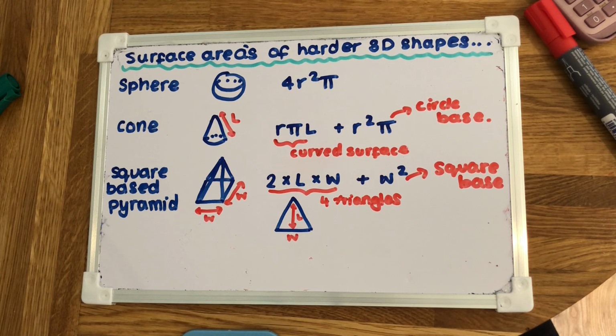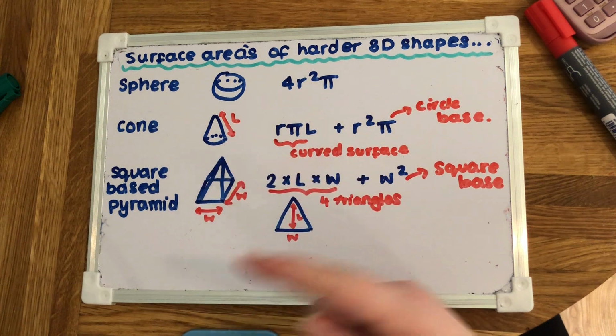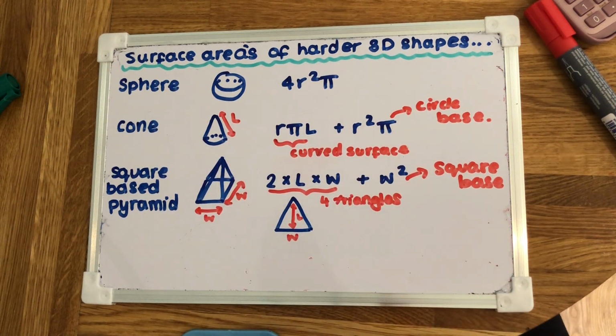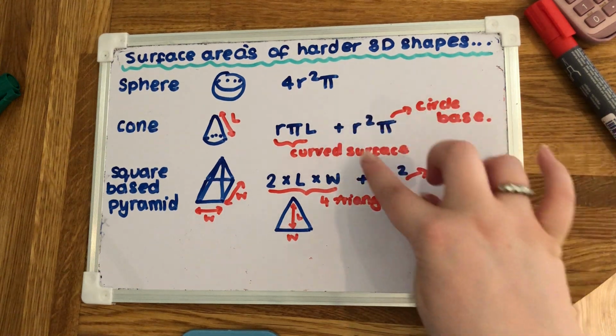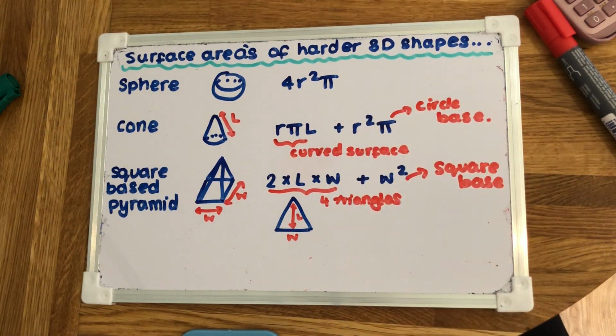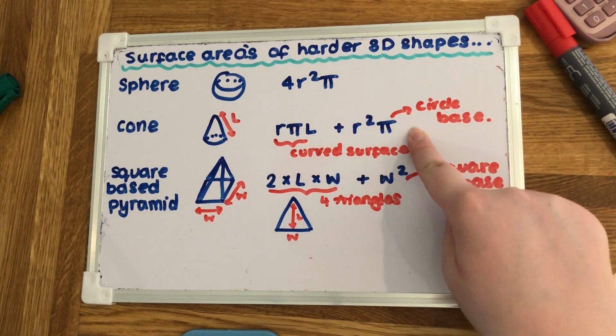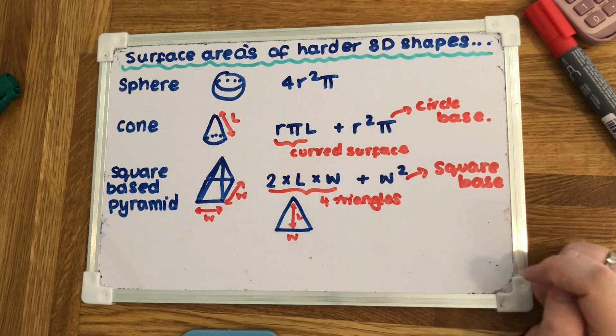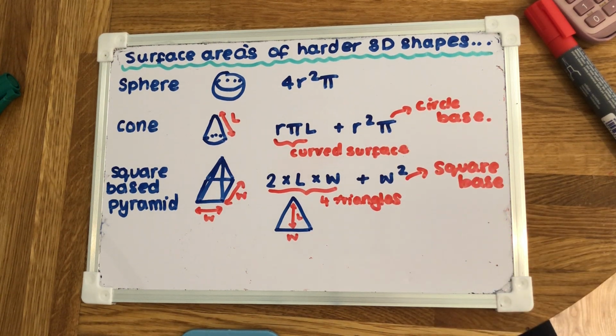For the cone, they have 2 separate parts. This part is the curvy bit, the bit that curves round to make the cone shape, like an ice cream cone. And then this part here is the base, which will be a circle. Be careful that you read the question properly, because sometimes they don't include the circle base. They just want the area of the curved part.